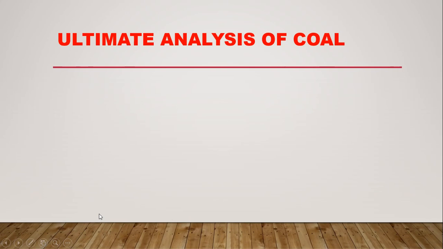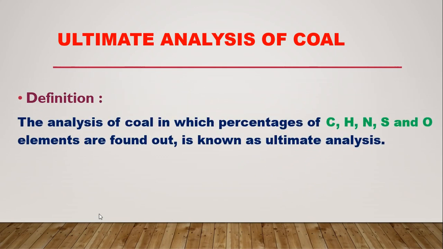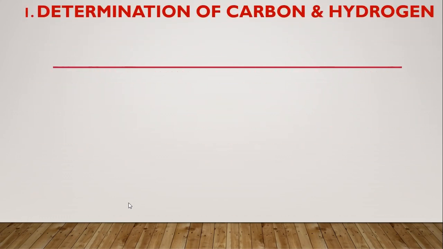Next is ultimate analysis of coal. Definition: the analysis of coal in which the percentages of carbon, hydrogen, nitrogen, sulfur and oxygen are found out is known as ultimate analysis. First, determination of carbon and hydrogen.